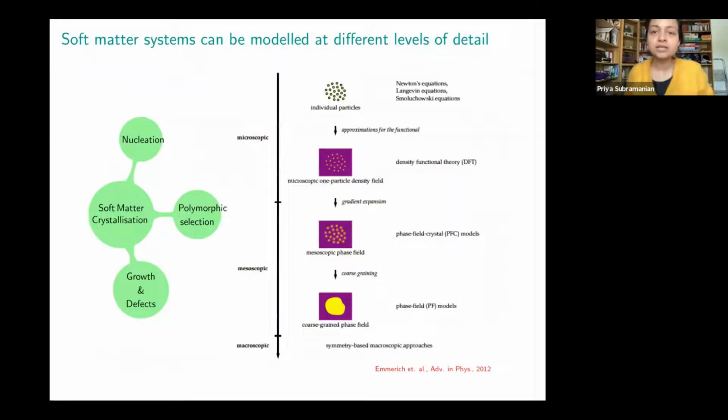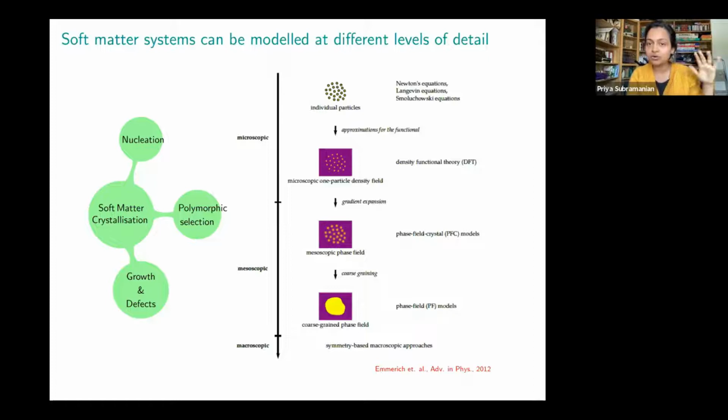Okay, got it. Before we go to that, I just wanted to give a small detour about the levels at which we can model soft matter systems, and say at what level we are going to talk in the rest of the talk today. Of course, we can start with individual particles and apply Newton's equations or Langevin's equations to understand how these individual particles interact among themselves and what structures they form when the temperature is decreased.